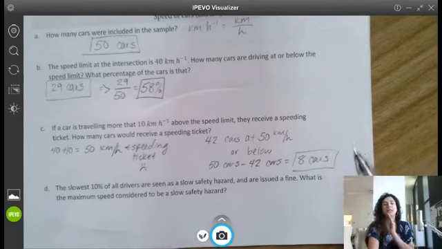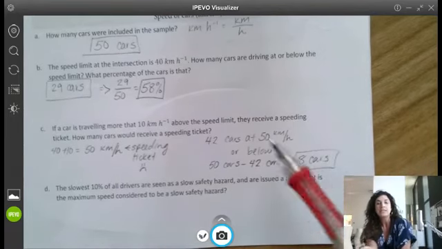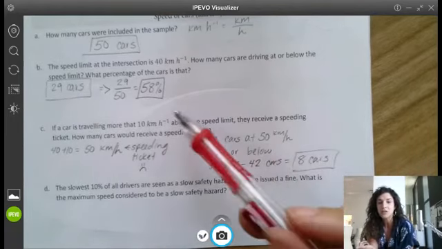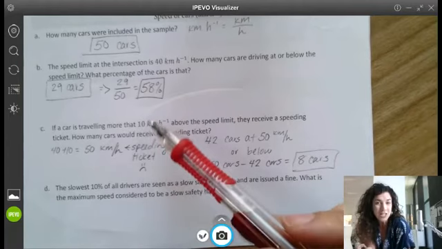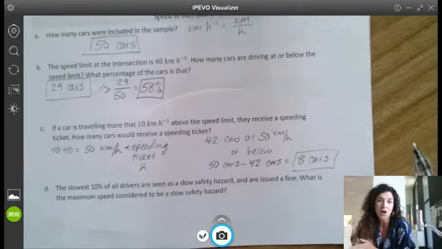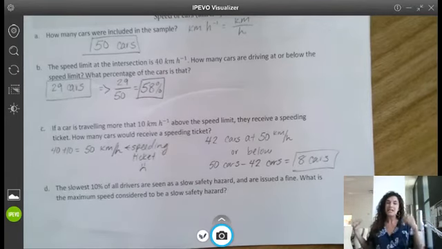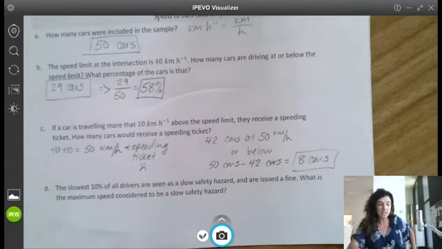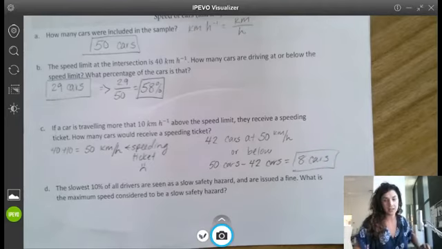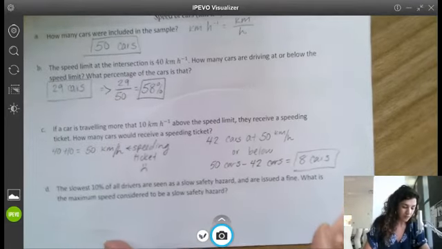8 cars could potentially be in danger. Since technically 50 kilometers is not more than 50 kilometers, maybe that car won't get a speeding ticket, but we don't know for sure. So potentially 8 cars would receive a speeding ticket from this data collected.